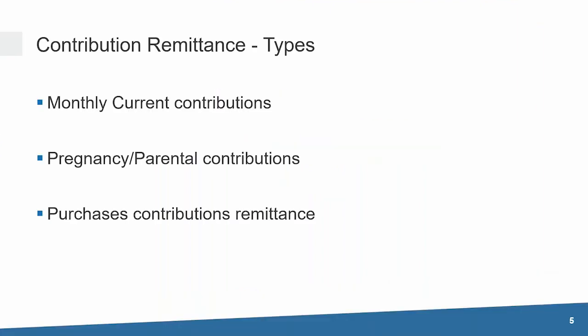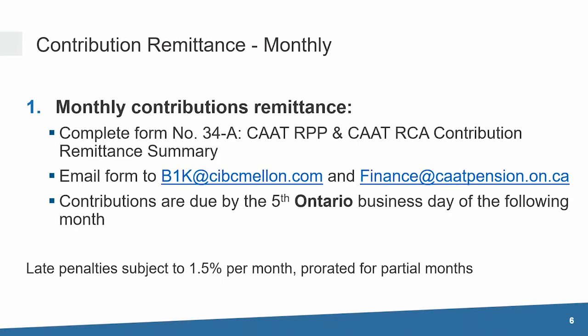The remittance process can be broken down into two distinct parts. The first one is monthly current contribution and pregnancy parental contributions, and the second part is purchase service contribution remittance. The current contribution and pregnancy parental payroll deduction is done monthly. The appropriate form that should accompany the payment is Form 34A, which is CAT RPP and CAT RCA contribution remittance summary. RCA stands for Retirement Compensation Arrangement, which is another plan administered by us.